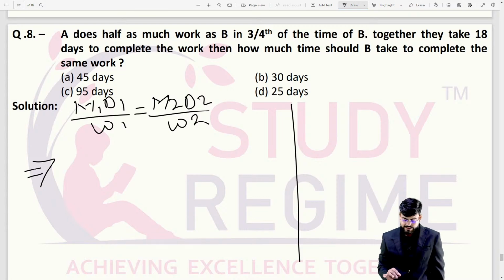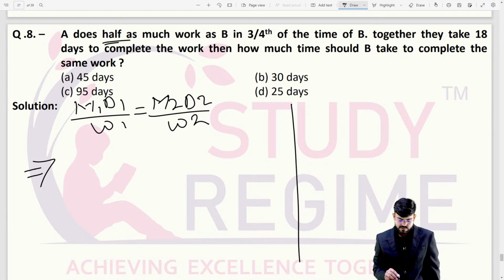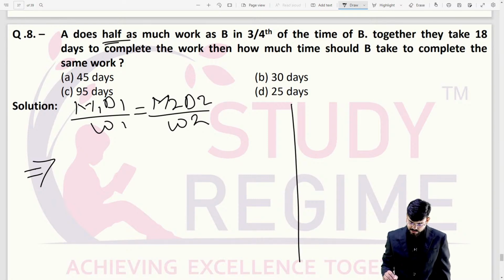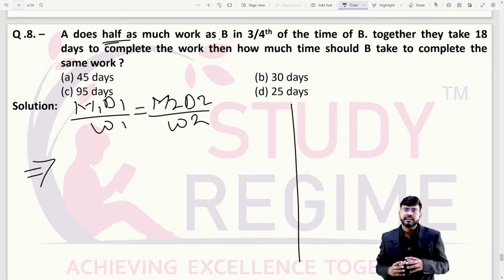A does half as much work as B. What is this? A is doing half as much work as B. Suppose B is doing 2 units of work, then A will do 1 unit of work. Obviously, it is half as much work as B. A will do 1 unit of work in 3/4 of the time of B. Suppose B is taking x hours, then A will take 3/4 of that x hours.